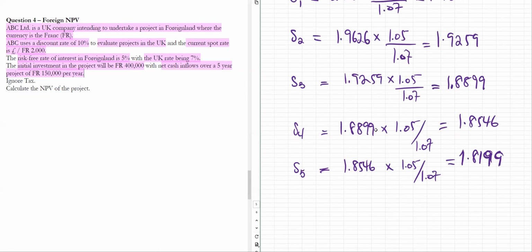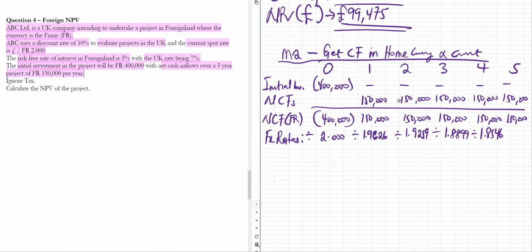And the last one was 1.8199 divided by 1.8199. Okay, so once you have been able to do this, we are now going to get the net cash flows in pounds, the home currency. You see how we go about it. And this is the method mostly they'll only give you room to use.